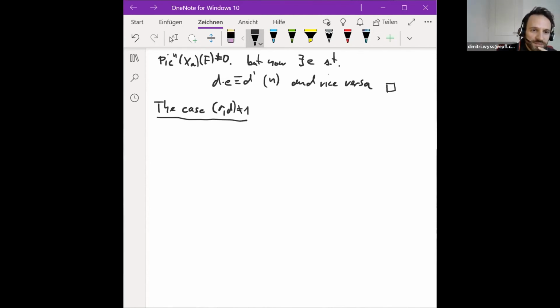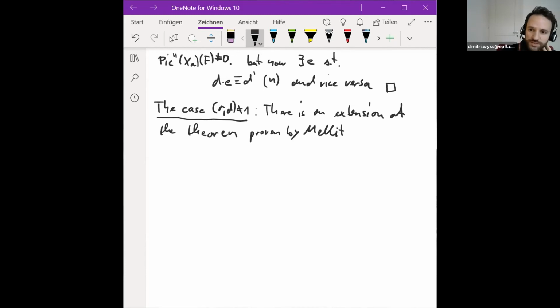Okay, so what about the case when r and d are not coprime? Then the moduli space is singular, and somehow the cohomology is not that meaningful for a singular space. So there is an extension here, an extension of the theorem, which is again proven by Mellit combinatorially.